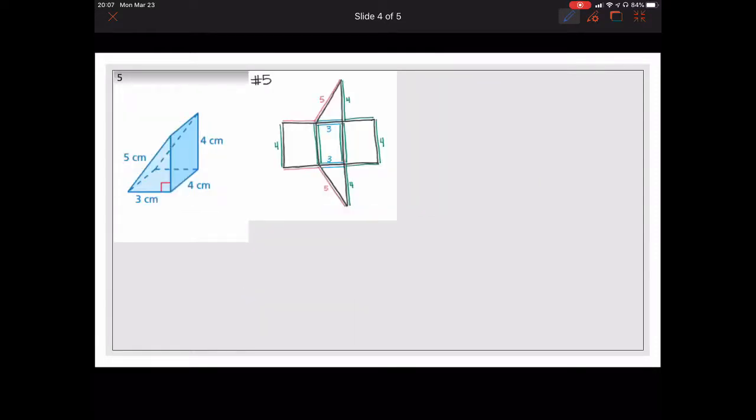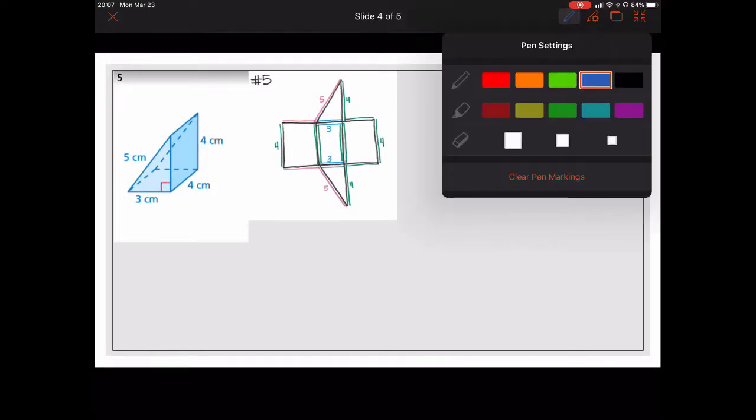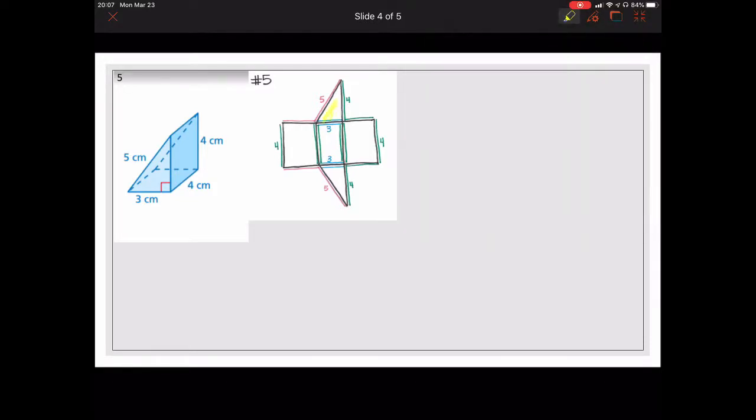Our next example, we're actually going to switch over to triangular prisms. So this right here is a triangle. This right here is a triangle. So two bases is a prism. Both bases are triangles, so it is a triangular prism.